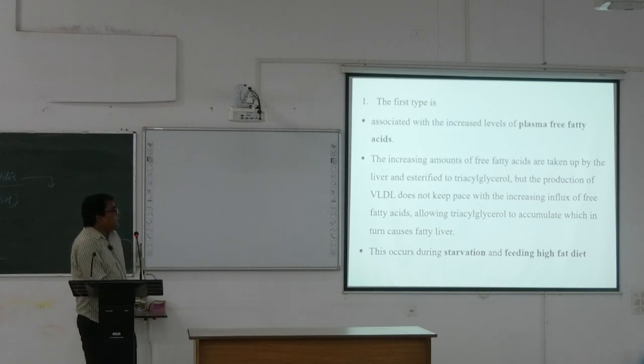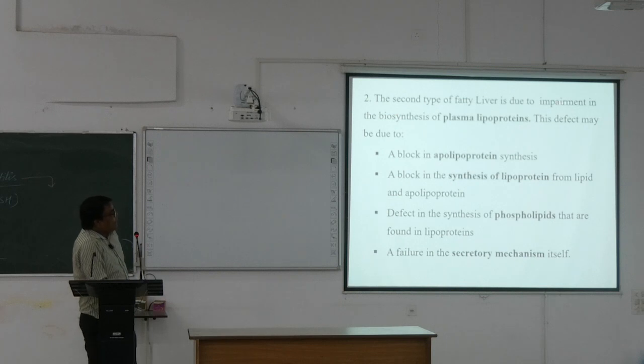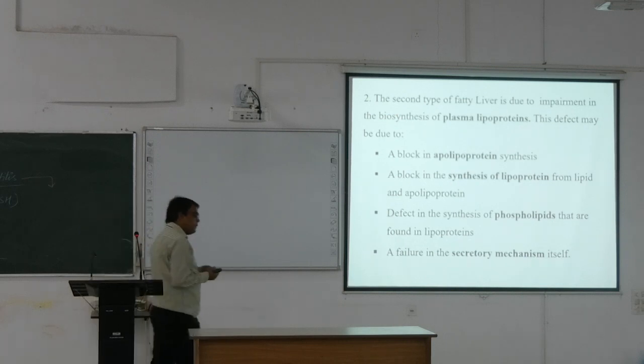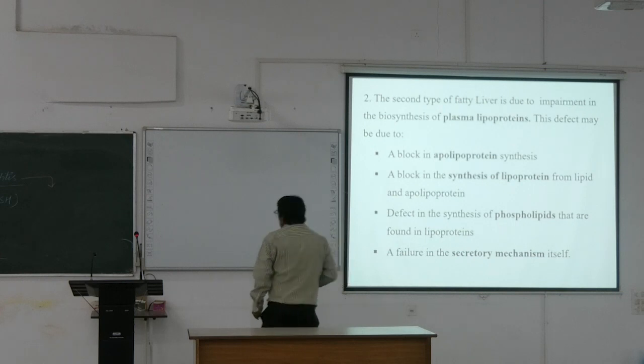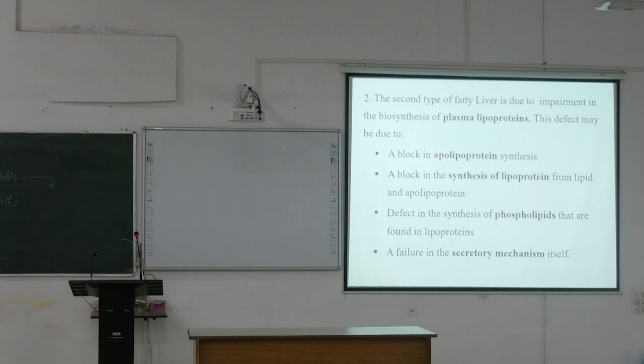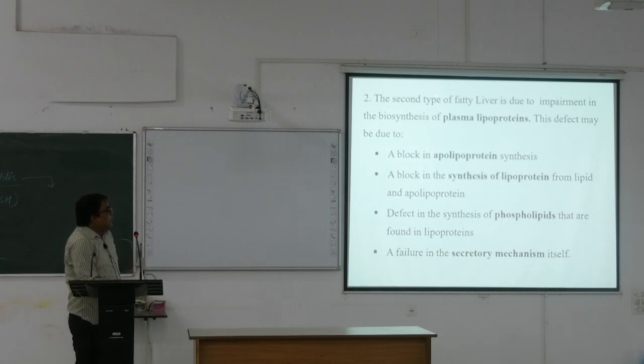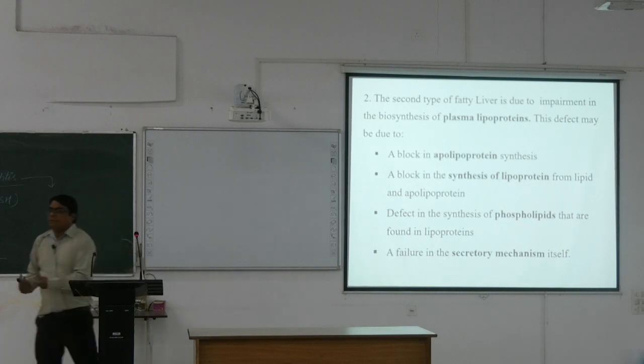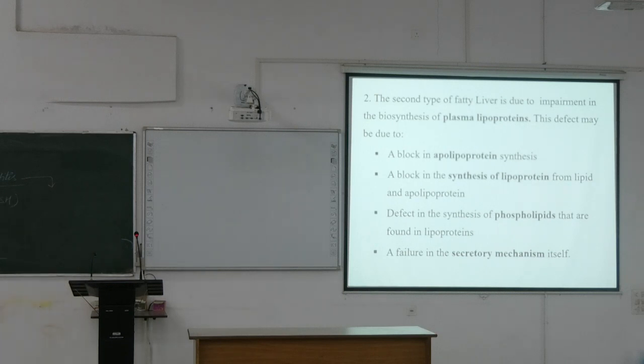These are the two main reasons. The second type is improper functioning of plasma lipoproteins, and these are all the causes. The first one is blocking of lipoprotein molecules, blocking apolipoprotein synthesis. Okay, a block of synthesis of lipoprotein from lipid and apolipoprotein, defect in the synthesis of phospholipids, and failure in the secretory mechanism itself. Because the liver has several functions, it can metabolize molecules as an excretory organ of the body.